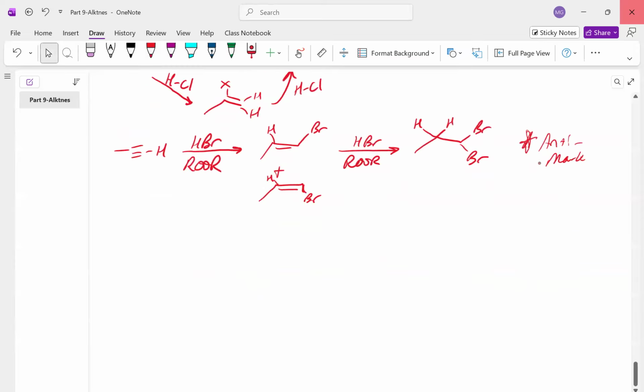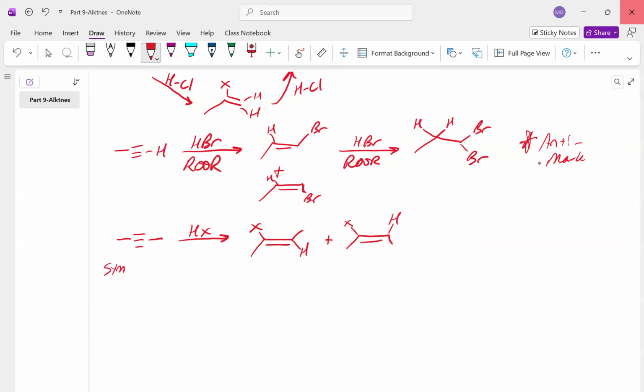Now, if the alkyne is internal, meaning it's not terminal, then we can't really follow Markovnikov's rule. So if we have this alkyne here and add HX, we'll get hydrogen on one side, halogen on the other. And as I said, we will probably end up with a mixture of cis and trans isomers. In this case, it doesn't really matter because this was a symmetrical alkyne, so it didn't matter which carbon got the hydrogen and which carbon got the halogen.